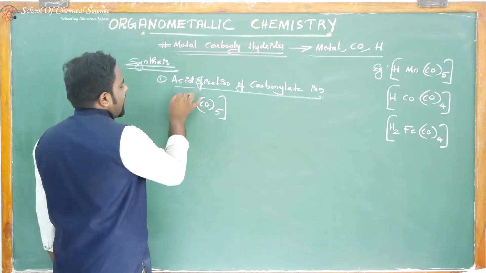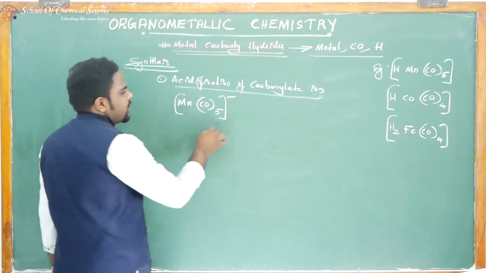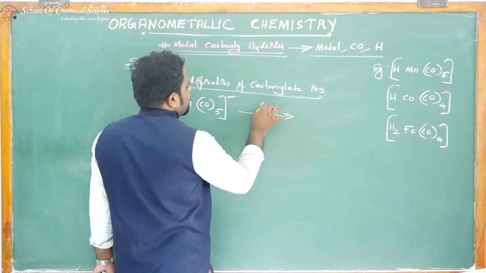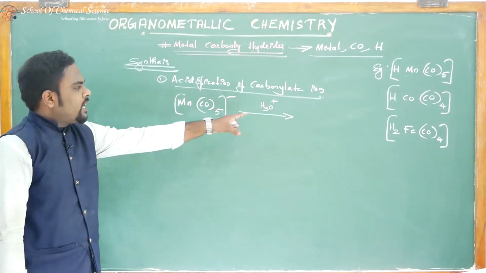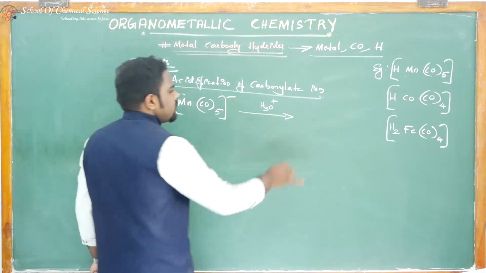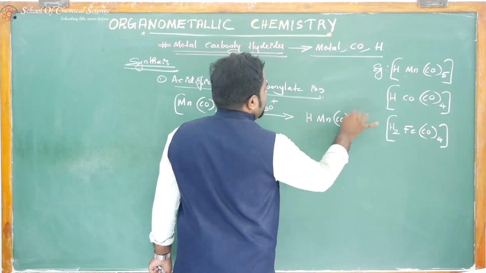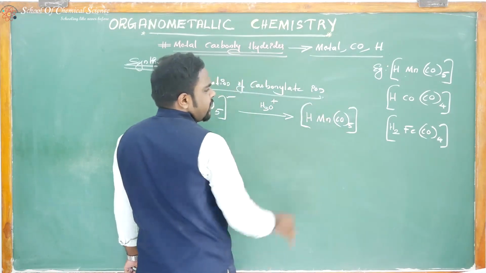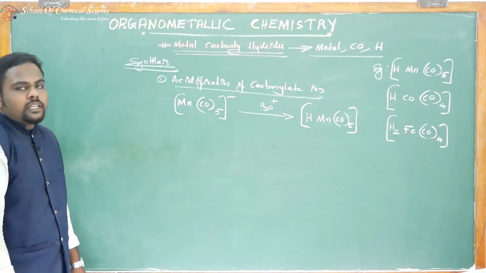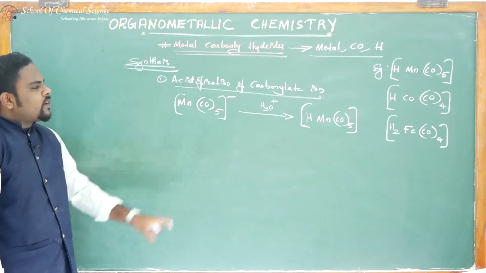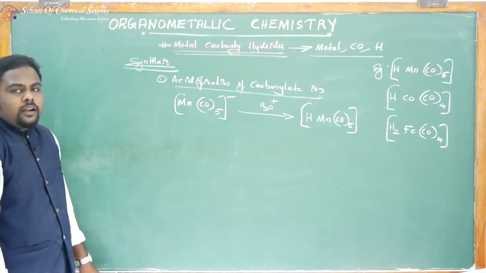MnCO5 minus. It's a carbonylate ion, an 18 electron species. Acidification with H3O plus, an acid. What happens? One H plus is transferred to this complex, so you will get HMnCO5, no charge. This is 18 electron, 10 plus 7 plus 1, 18. The product must follow the 18 electron rule. So the acidification of carbonylate ion will give metal carbonyl hydride.